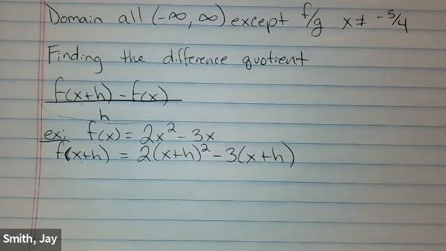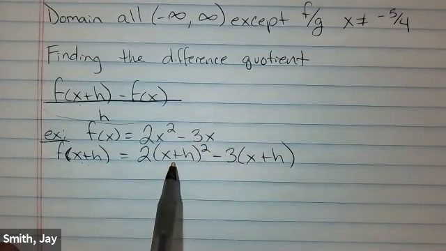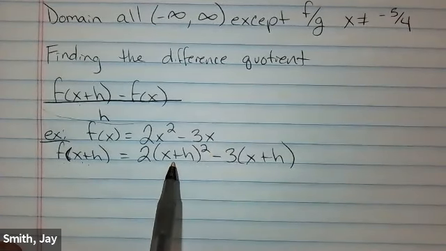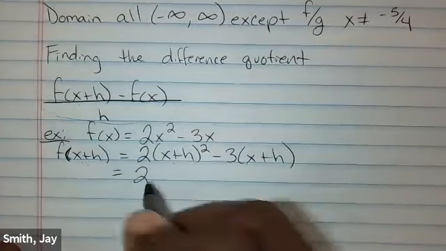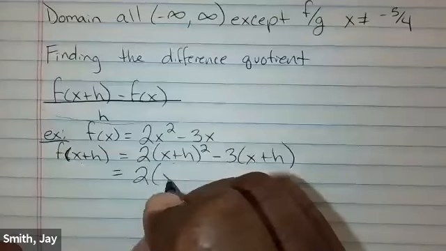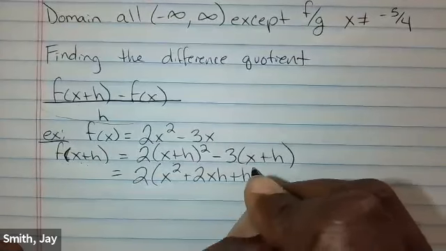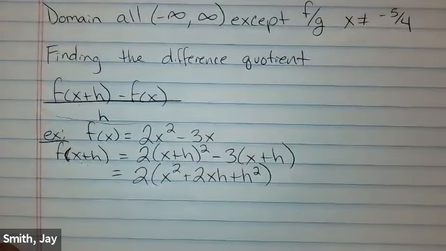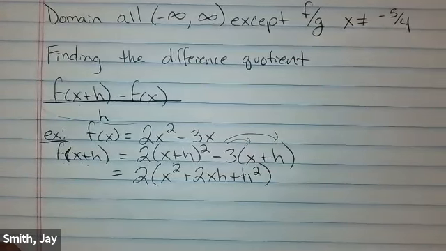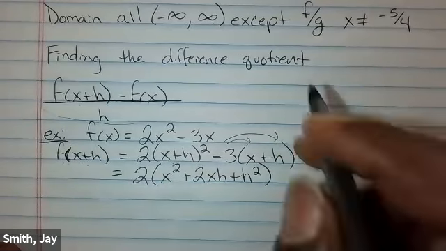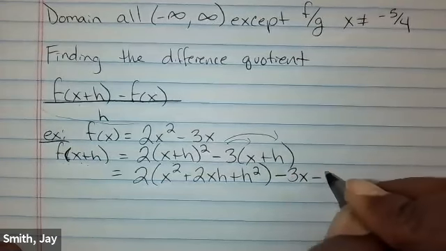I'm going to look to simplify. Remember, by definition, x plus h squared, when we square something, that means we're multiplying it times itself. So 2 times x plus h squared, that's really x plus h times x plus h, which is going to give me the polynomial x squared plus 2xh plus h squared. So simplifying, we go ahead and distribute that -3, multiplying both the x and the h inside the parentheses by -3, which is going to give me -3x minus 3h.